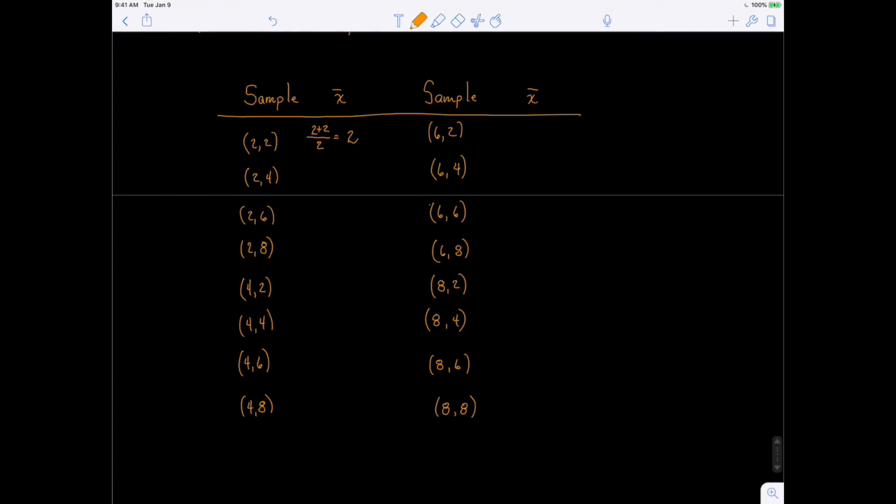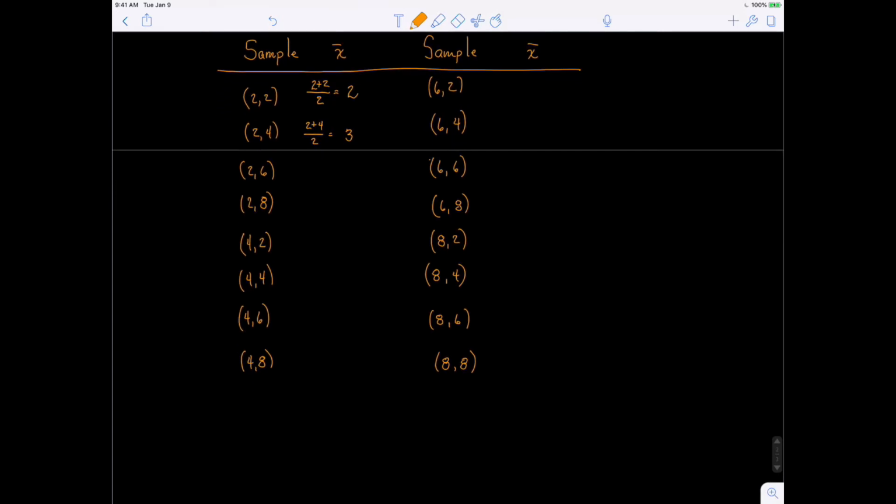And then if we continue this process, I'll write a few more of these. The 2 plus the 4 divided by 2, that's 6 divided by 2 for 3. Then if we take 2 plus 6, divide that by 2 to get 8 divided by 2, that's 4. And then 2 plus an 8 divided by 2, that's going to be 5.